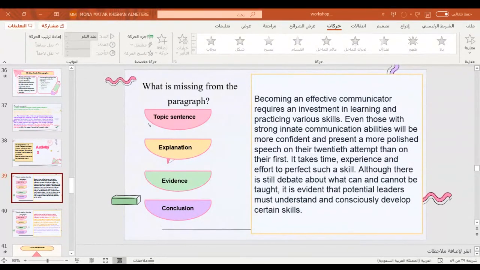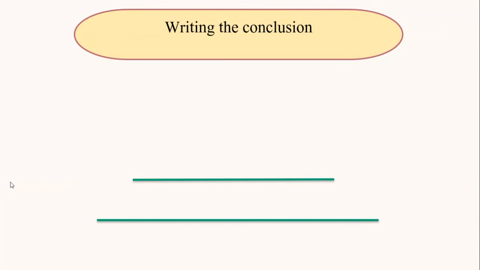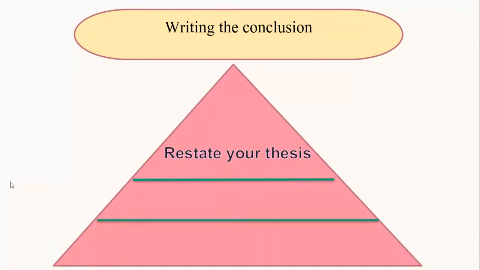Okay, yeah. But no, I want you to tell me from the element of the body paragraph, what's missing? The topic sentence, the explanation, the evidence, or the conclusion? What do you think is missing from this short paragraph? Okay. Yes, thank you. Evidence is missing. There's no evidence in this paragraph. Excellent, good job. Okay. Moving on to the conclusion.